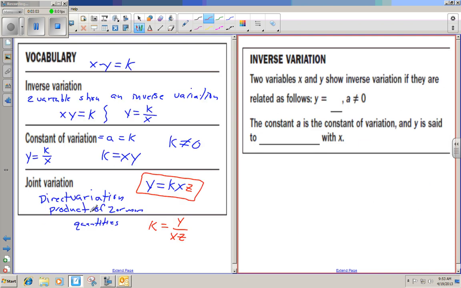So an inverse variation. Two variables, x and y, show an inverse variation if they are related as follows. Basically, you take the constant of variation a, you divide by x. The constant a is the constant of variation, and y is said to vary inversely with x. Basically, again, please, whenever you see inverse variation, you should think y equals a over x, or you could think that a, the constant of variation, is the product of your x and y values.